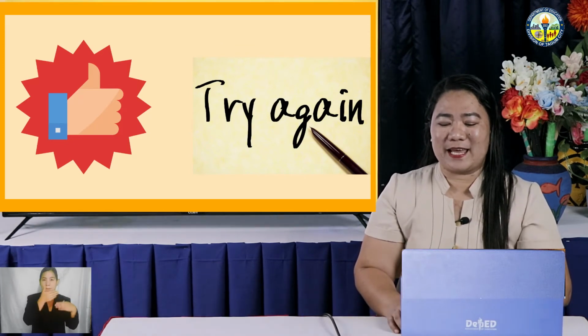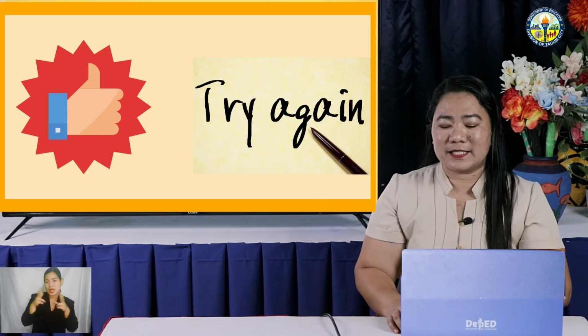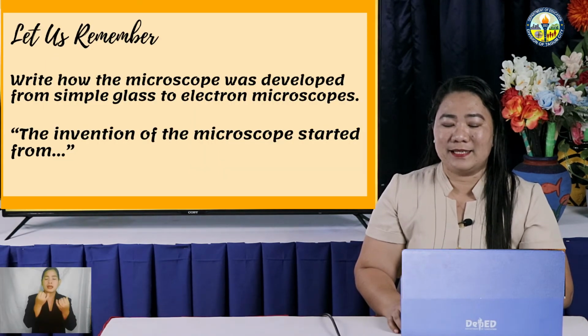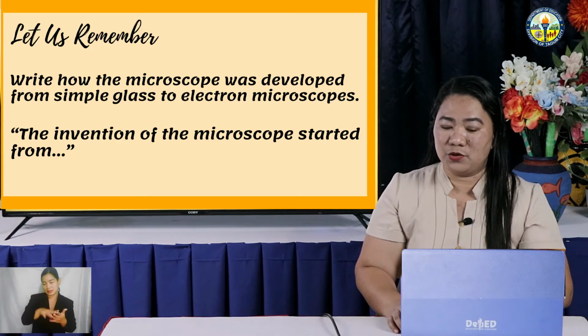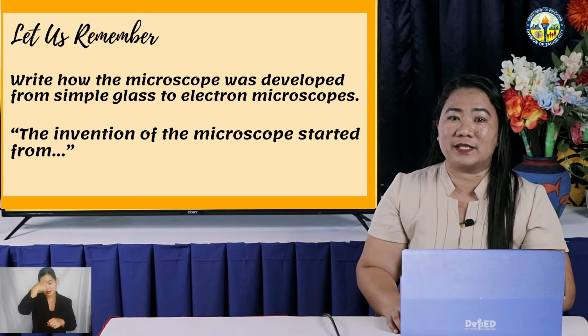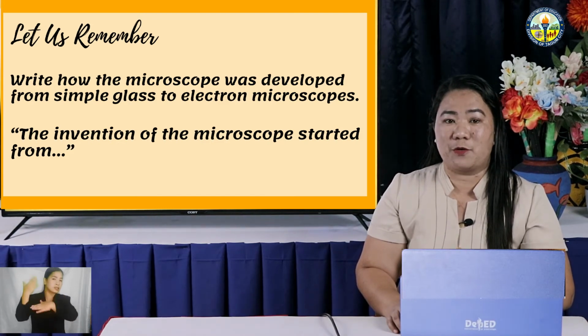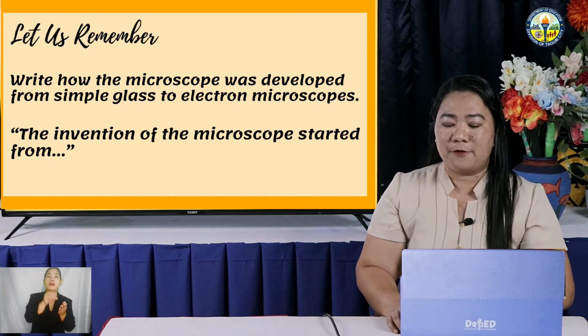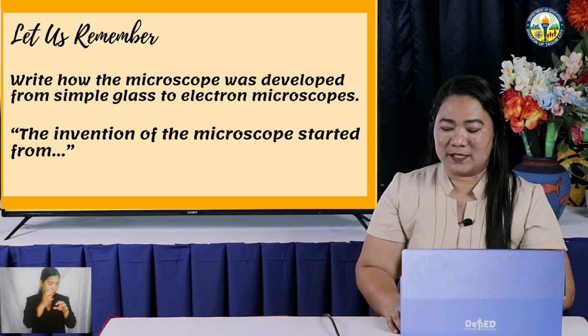Wow, you did great in answering the activities. Let's summarize the important things you have learned by answering the Let Us Remember in the module. This time, you are going to answer the historical development of microscope by summarizing how the microscopes were developed from single glass to electron microscope in your answer sheet.